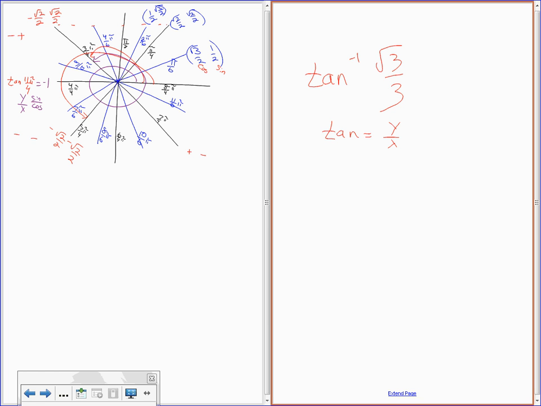y over x, what I want to do here is just take a guess. I'm going to try either pi over 6 or pi over 3. Does it matter which one you choose to try first? Nope. Let's try pi over 6. So 1/2 divided by root 3 over 2. Simplify it out. You get 1/2 times 2 over root 3, which is 1 over root 3, otherwise known as root 3 over 3. I got lucky. The first one I tried, it's pi over 6.